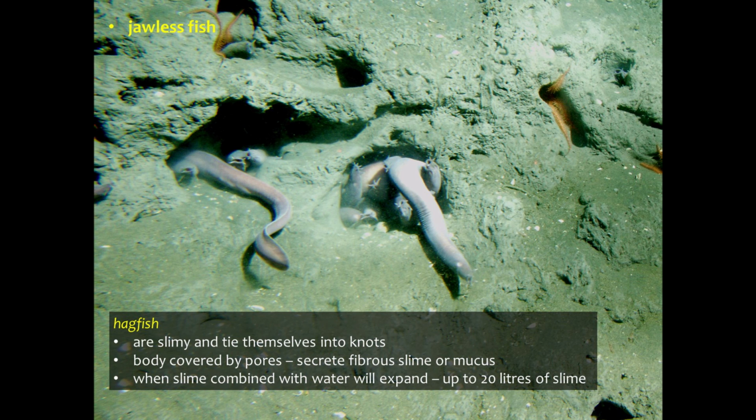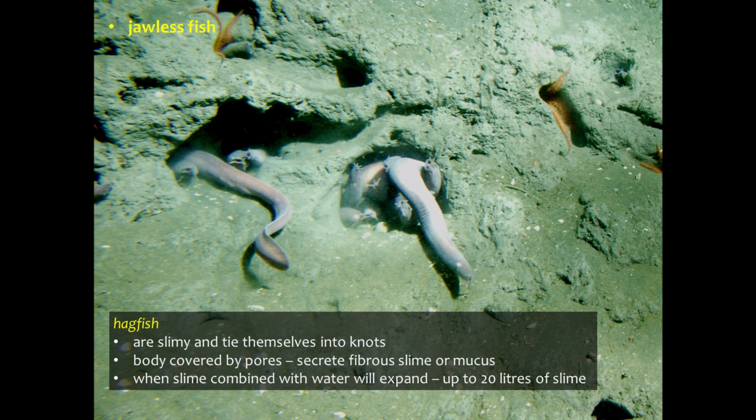You secrete this slime as something's trying to grab you to eat you, and it makes it very difficult for whatever wants to eat you to grab hold of you. You literally slip through their mouth or slip through their jaws or slip through their arms. Their body is covered by pores, and it's these pores that secrete the slime or mucus, which is very fibrous. We'll see an image in the next slide of what the slime looks like. When you combine the slime with water, it expands, and up to 20 liters of slime will be produced.